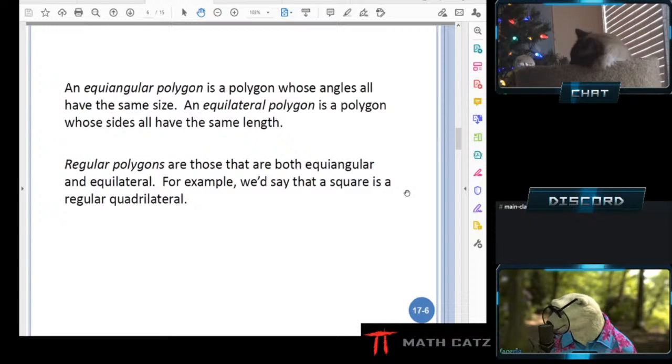So I want to get used to those words. Some of it you might feel more familiar with. Maybe equilateral feels fairly familiar. Equiangular is not used as much. Regular is arguably the most important word here. Regular.